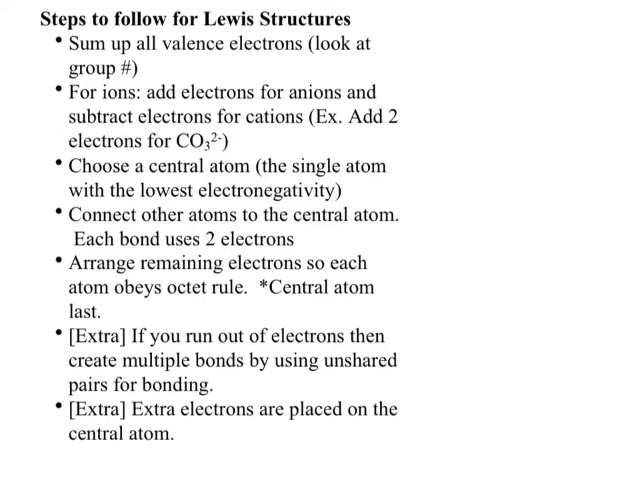This video is going to take us through some examples that involve expanded octets. The first example that we're going to go through is sulfur tetrafluoride, or SF4. So let's begin. Sulfur is in group 6, that'll be 6 valence electrons. The fluorine is in group 7, and there are 4 of those, that'll give us 28 more. And so then we have a total of 34 valence electrons.